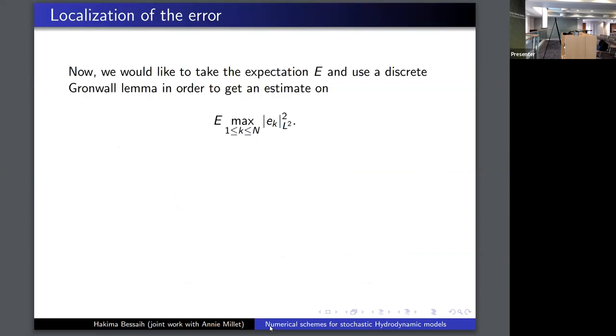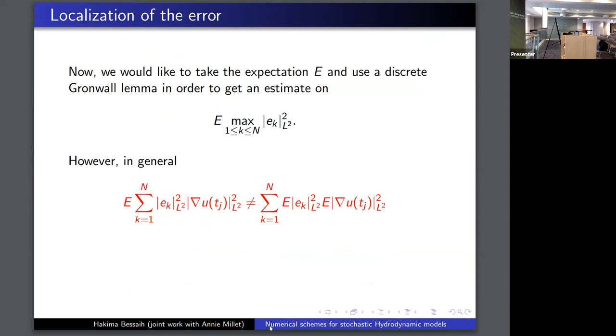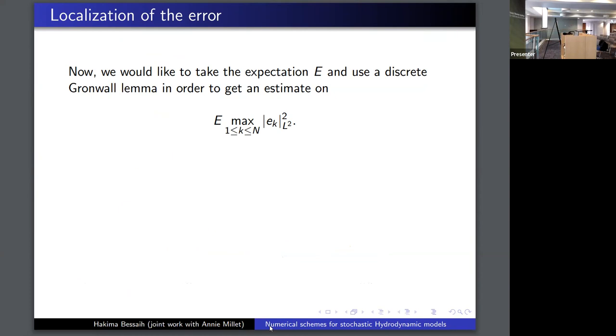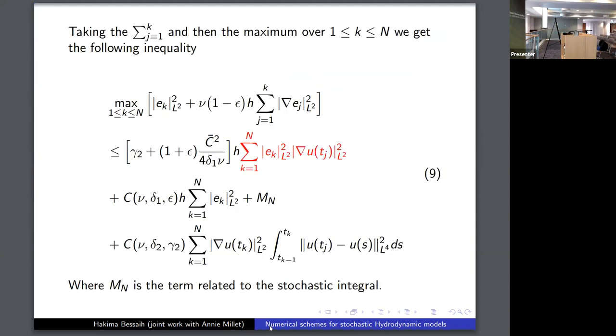And now, of course, we need to take the expected value and use a discrete Gronwall lemma in order to get an estimate on the expected value of the maximum. Maybe I should stay here. Is it okay if I stay here? Sure. Will they hear me? Okay. So in general, now if we take the expected value of the estimate that I showed you before, let me just show you the estimate before here.